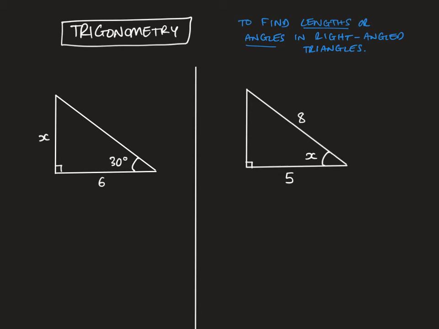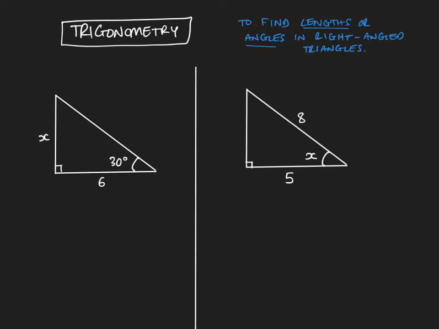In this video, we're going to be looking at trigonometry. Now, trig, from tri or triangle, essentially is a way of finding the lengths or angles in right-angled triangles. So just like Pythagoras was able to find the lengths within right-angled triangles, this is sort of an upgrade and allows us to find the angles in these right-angled triangles.